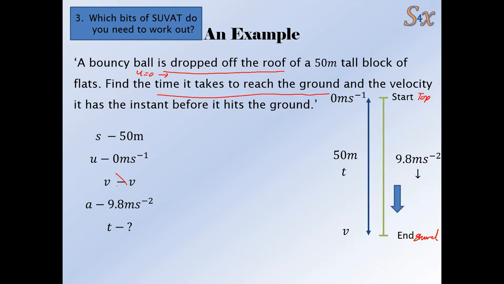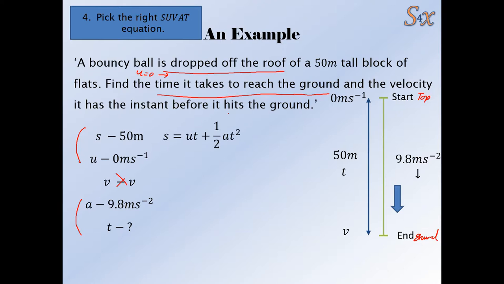Now, we don't care what V is, so we're left with the other four, these two and these two. So we're looking for the SUVAT equation with S, U, A, and T. If you look in the formula book, you'll find that's S is UT plus half AT squared. We now need to rearrange that equation for what we want, and we're after T. Now, in this case, before you start rearranging, you might notice this is a quadratic in T, so it's going to be a real pain to rearrange.